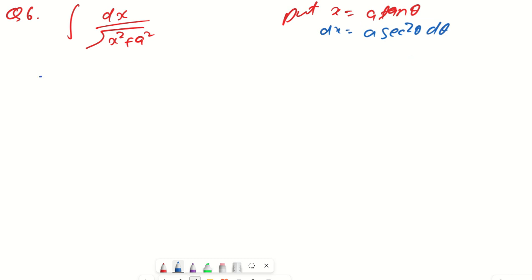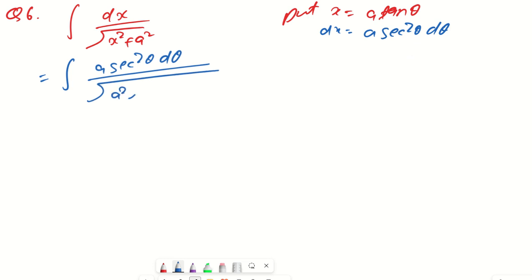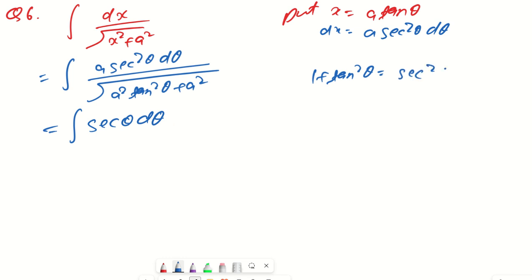So from here we are going to replace my integration with a sec square theta d theta divided by a square root of a square tan square theta plus a square. Now a square will come out and it becomes tan square theta plus 1, which is sec square theta, and the square root of it becomes sec theta. So a will get cancelled and it simply becomes sec theta d theta, because 1 plus tan square theta is sec square theta.